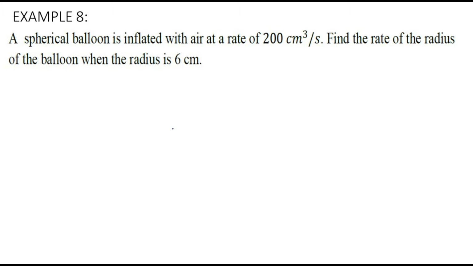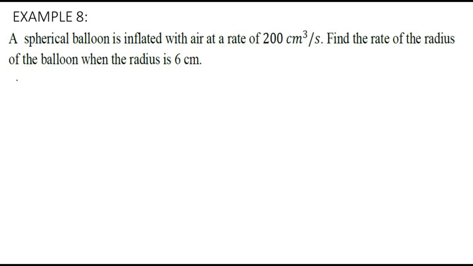So we have example 8. A spherical balloon is inflated with air at a rate of 200 cm³ per second. Find the rate of change of the radius of the balloon when the radius is 6 cm. Every single sentence provides info in order for you to solve this question.